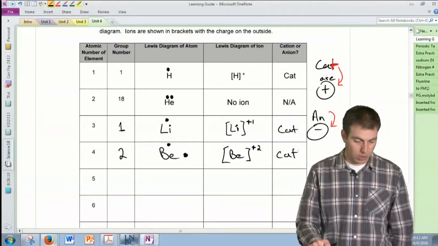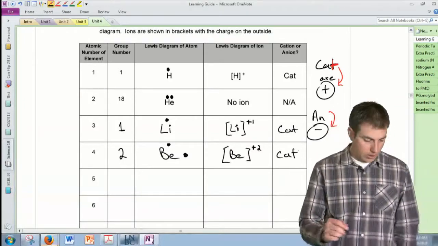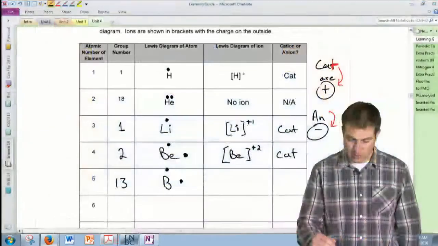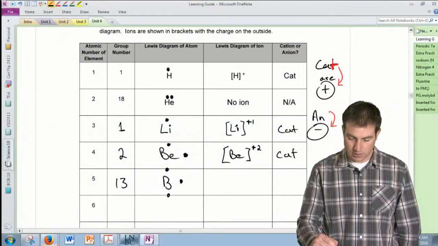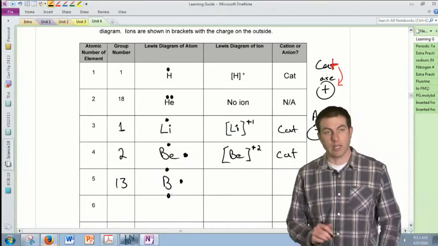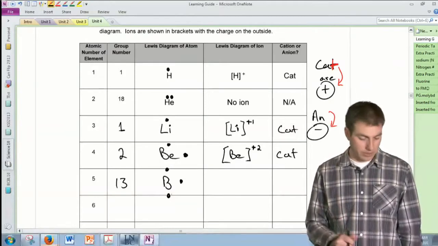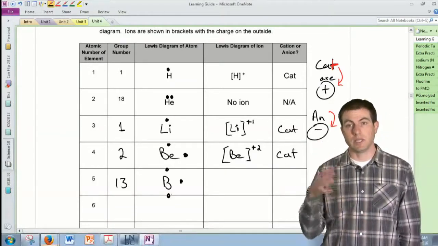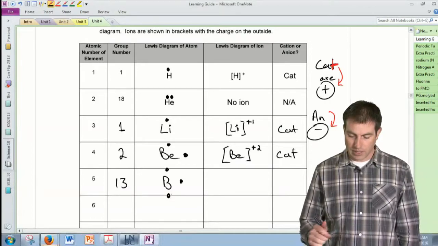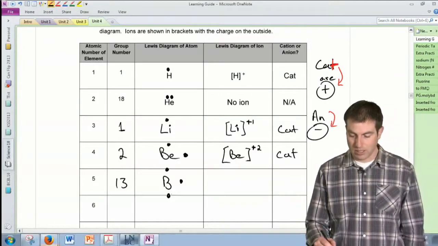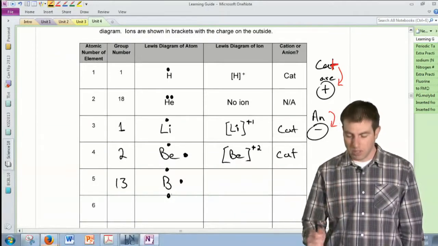I guess I could do boron, because that gets a little bit confusing. Boron's in group 13, symbol is B, and it has 3 electrons in its outer shell. It has an atomic number of 5, 2 in the first shell, 3 in the second shell. It's in column 13, that means its outer shell is going to have 3. And then boron generally won't form an ion, just because it's so close to the middle.